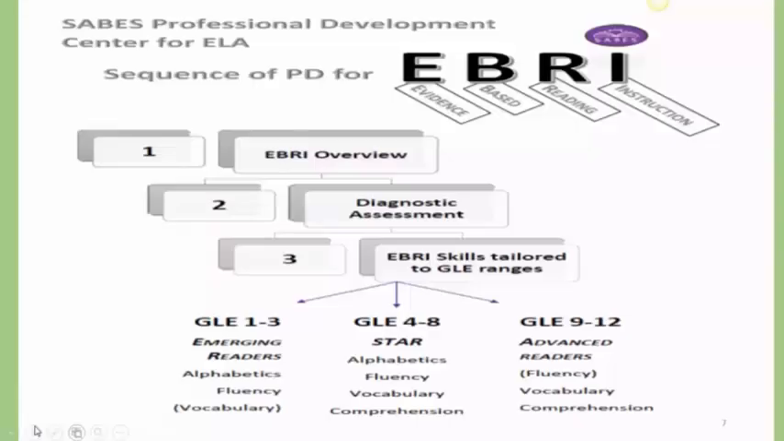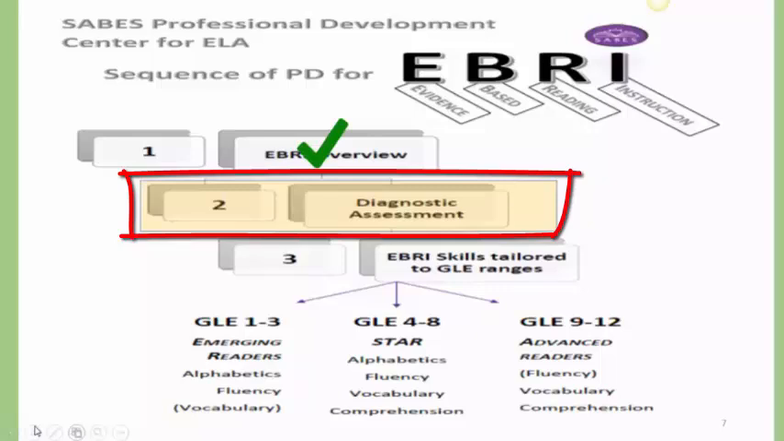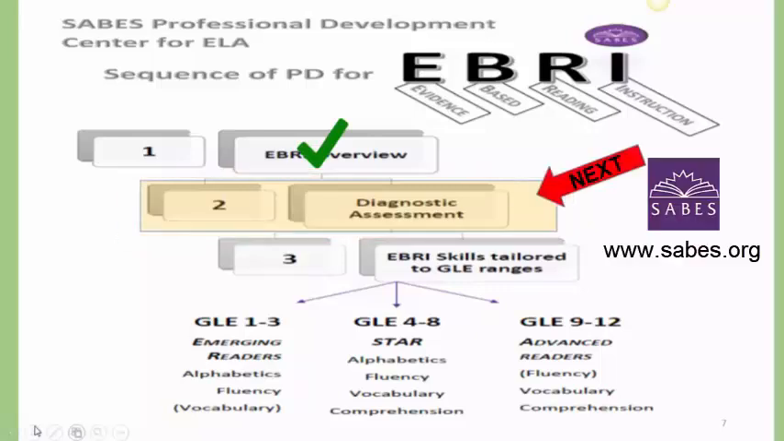So now you really have completed the overview of EBRI and are now eligible to move on and take the next phase of your EBRI journey, which is the diagnostic assessment of reading. Please refer to the Sarbase calendar for more specific information about this PD activity.